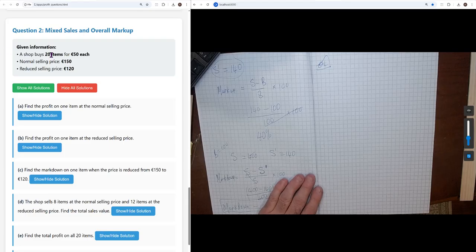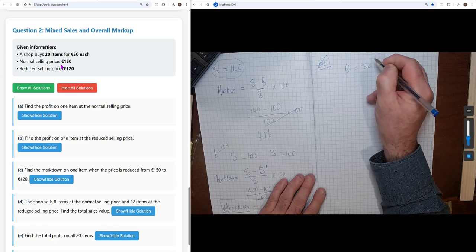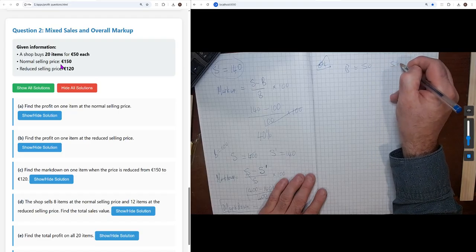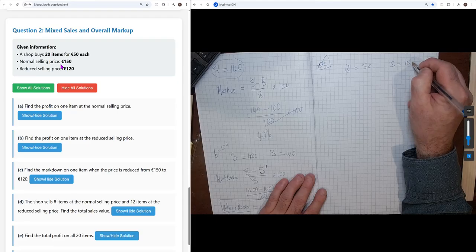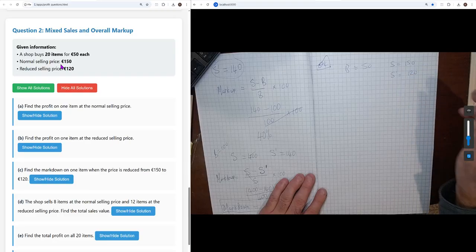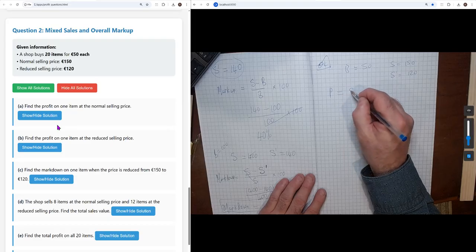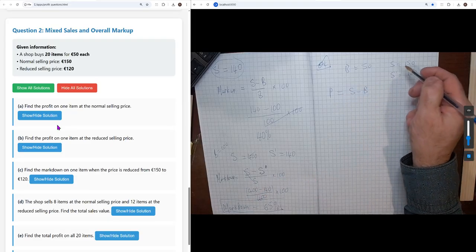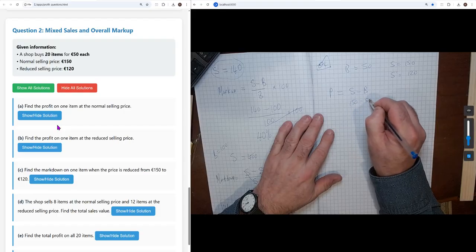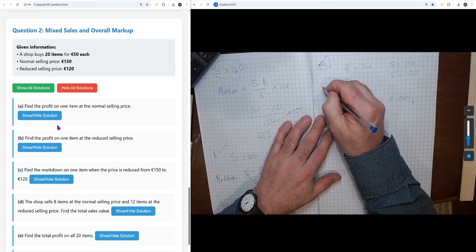A shop buys 20 items for €50 each and has a normal selling price. So let's get our buying down here. Buying equals 50. Normal selling price, S, equals 150. Reduced selling price equals 120. Find the profit of one item. Profit of one item is the selling minus the buying: 150 minus 50 equals 100. That's the answer to question A.